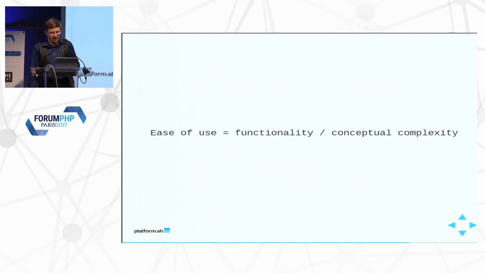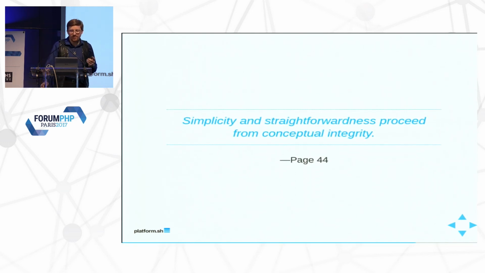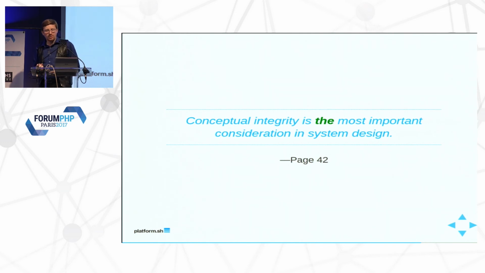It's a relative concept. So what you want to do is maximize the functionality you have and minimize the conceptual complexity that a user needs to keep track of. Simplicity and straightforwardness proceed from conceptual integrity. You should have one mental model of the system. Conceptual integrity, Brooks argues, is the most important consideration in system design. It is better to have a consistent design, a consistent mental model, than to have more functionality. In fact, very often the products that win in the marketplace are those that have fewer features, but better conceptual integrity. See also iPhone.